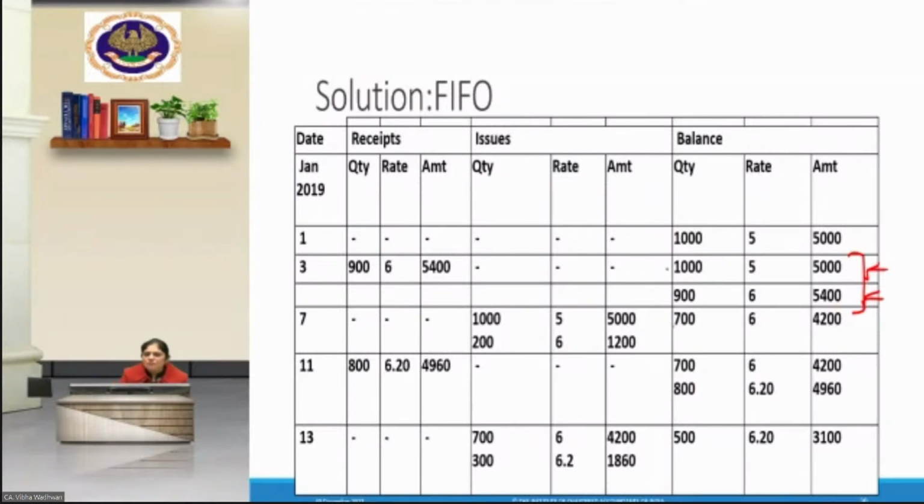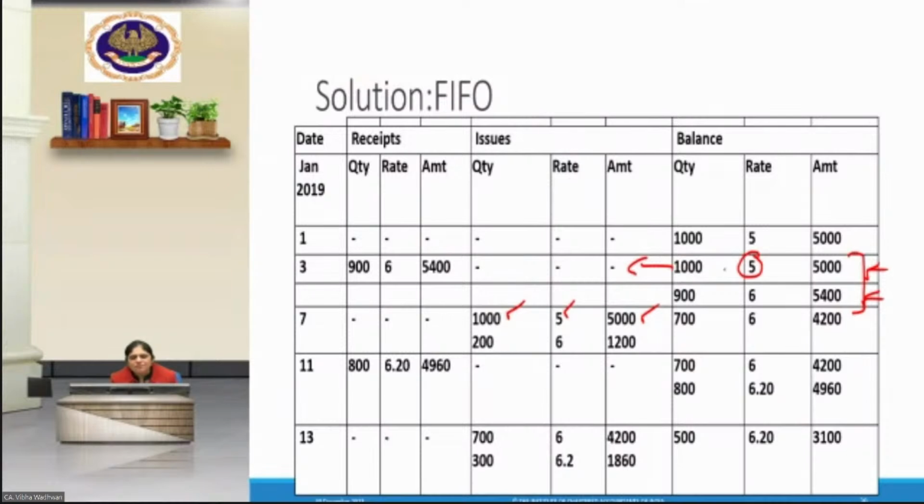Clear? So first 1,000 will be issued and whatever lot we are issuing from, the rate of that particular lot only we are using. So first 1,000 was the oldest stock, we will be issuing first, and the rate will be 5 of that particular lot and the value is 5,000. Clear? And then 200 will be from the next lot of 900.